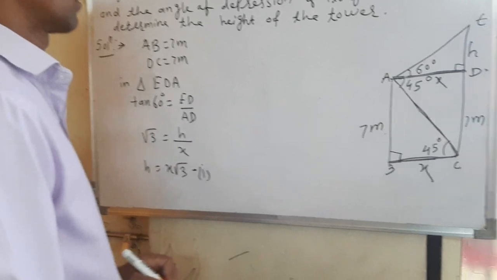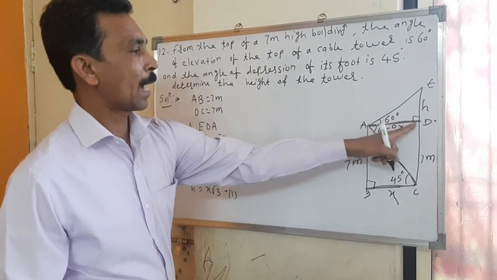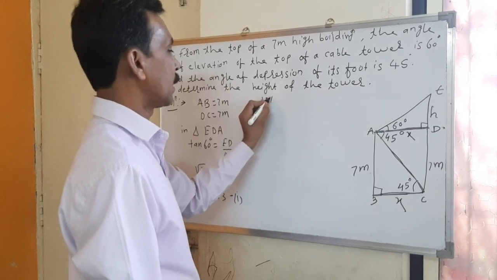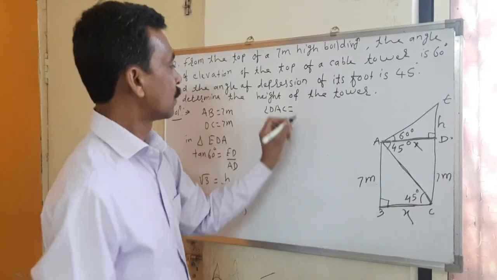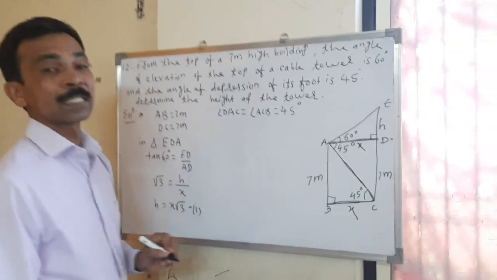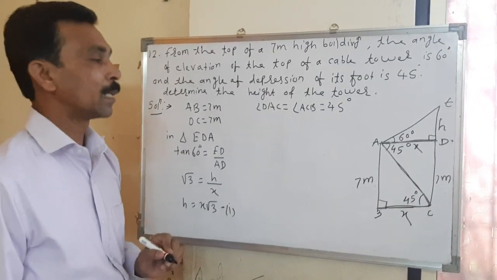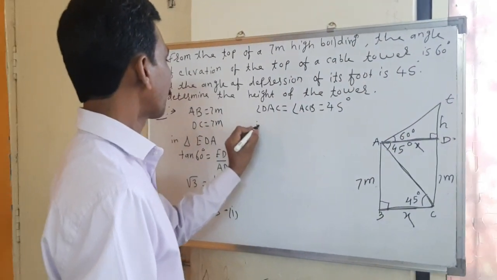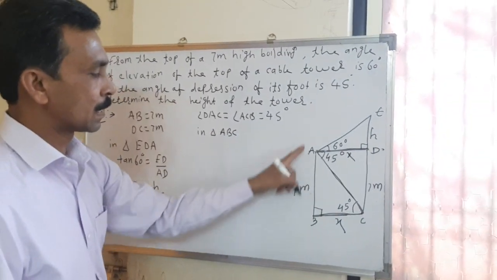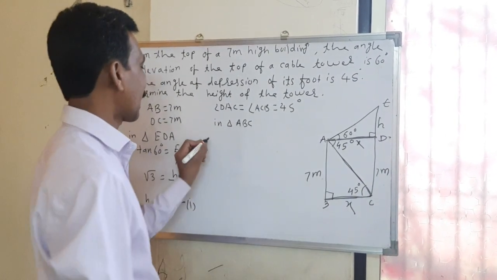Equation number 1. Now I will take triangle ABC. Again I am telling you, angle DAC, that was the angle of depression, I will write here. Angle DAC is equal to angle ACB, which is equal to 45 degree. Reason: alternate interior angles, and alternate interior angles are always equal. So I take triangle ABC. In triangle ABC, this is the reference angle. This is opposite. AB is opposite. What is BC? Adjacent. Means tan.